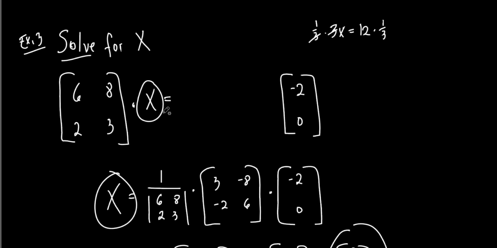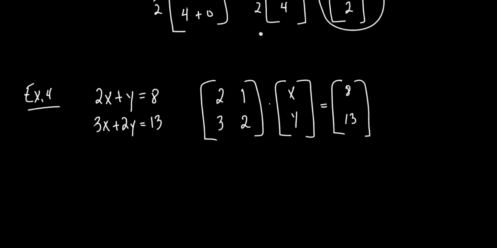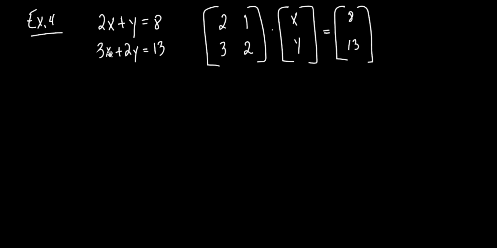How could you write that as a system of equations? What would this be? This would be 6x plus 8y, and then this would be 2x plus 3y, and what would this equal? -2, and this would be 0. So really, that's what this was. All right? Everybody see that? So now we actually are seeing it like that. And now we solve for x and y.